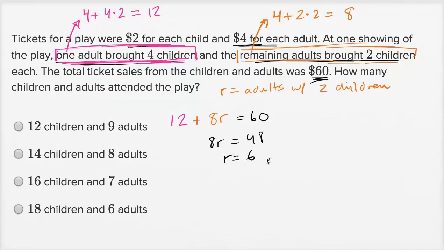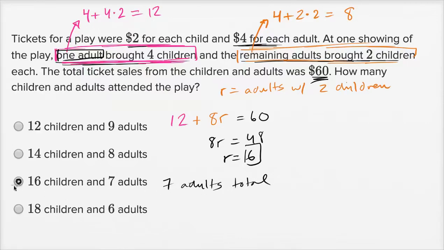So we want to be very careful. You might say, okay, there were 6 adults. These are just the adults with 2 children. There's 6 adults with 2 children. But there's another adult who brought 4 children. So there's a total of 7 adults. 7 adults total. Pardon my handwriting. 7 adults total. So we could just look at these choices.